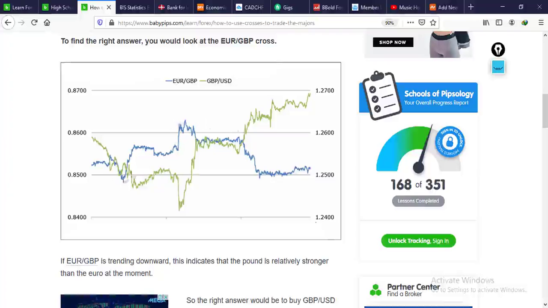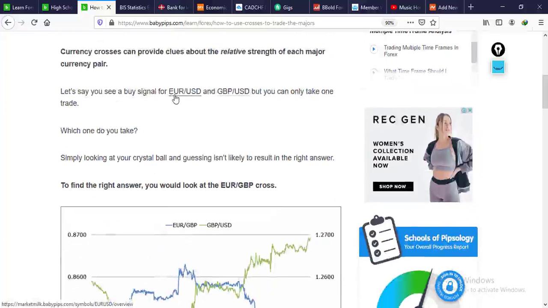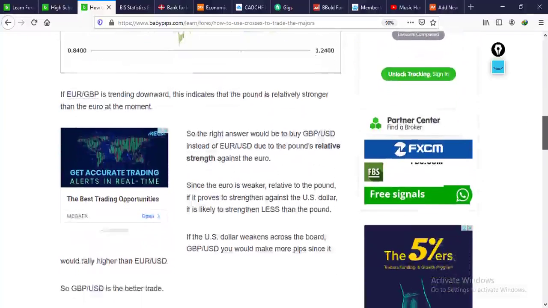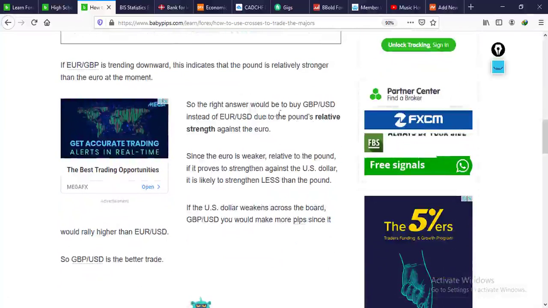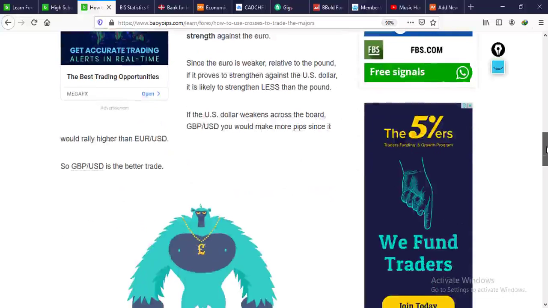The EG and the GU. Looking at the chart, the blue line is the EG. The EG is going down. However, the GU is going up. So what is the best currency to trade when it comes to the Euro USD and the GBP USD? We have now used the EG as crosses to determine which pair to trade. So the right answer would be to buy the GBP USD because it is stronger. So that's how you use crosses. Look at one pair, look at another pair, and use it to make a trading decision.